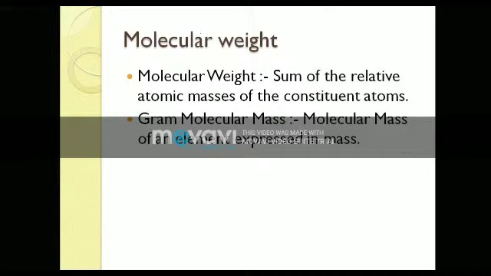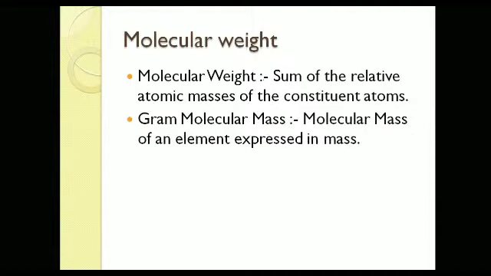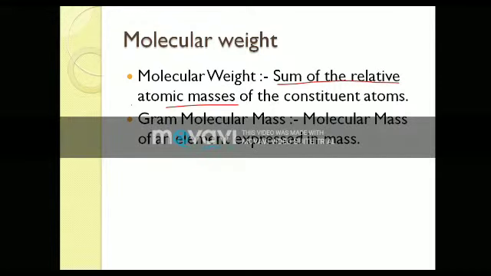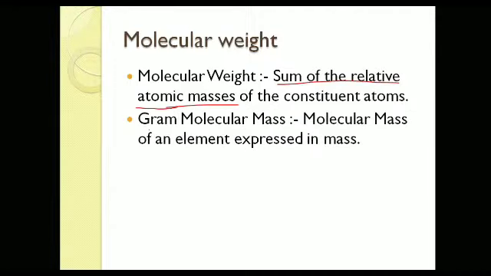Now I have already told you what molecular weight is. Molecular weight is the sum of relative atomic masses of the constituent atoms. We will see in future what this relative atomic mass is, but here it is just whatever atomic mass is given in your periodic table. Now if you express molecular mass in grams, it is called gram molecular mass.